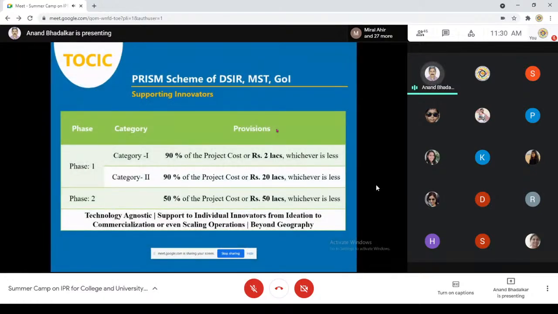We have a cluster innovation center from DSIR, MST, GOI, wherein we support innovators to the tune of 90% of project cost or up to 2 lakhs, or 90% of project cost up to 20 lakhs in phase 1, and in phase 2 up to 50 lakhs, 50% of project cost or 50 lakhs. So if you are an innovator, please reach out to me, we'll be more than happy to support you.